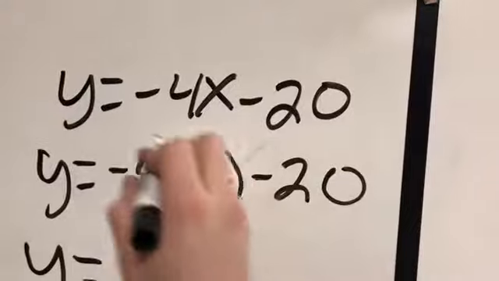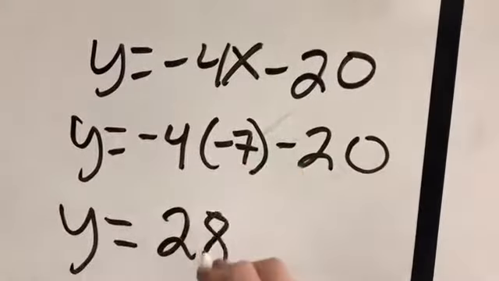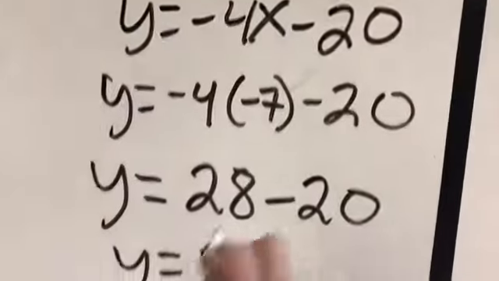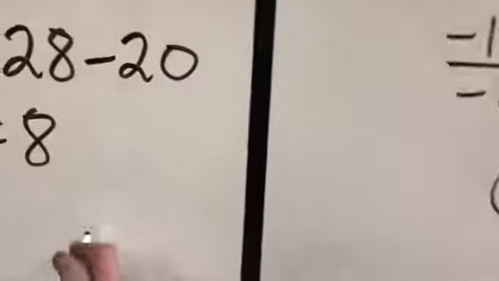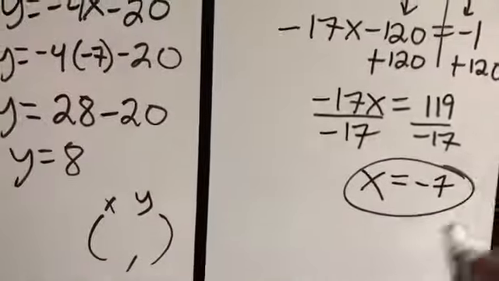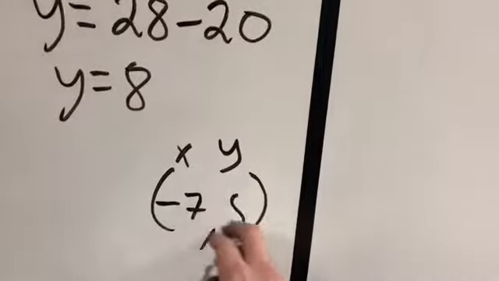When your signs match when you're multiplying, we get a positive answer. Negative 4 times negative 7 is a positive 28. 28 minus 20 is 8. Your final answer should be x comma y. So x is negative 7, y was 8. So our final answer is negative 7, 8.